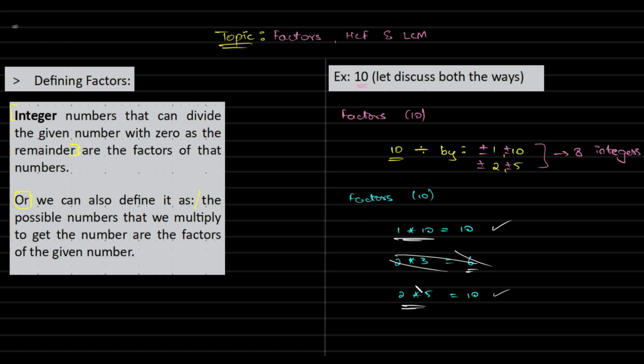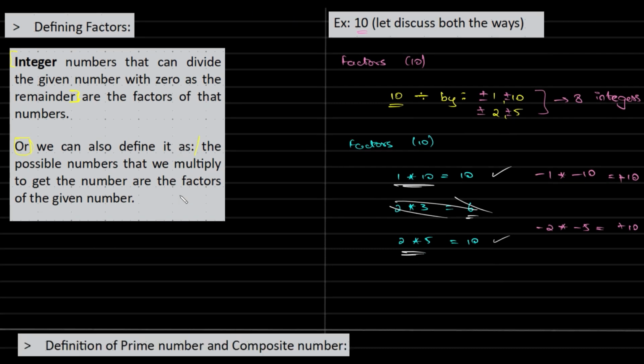Besides this, we can also do this, right? Not plus, minus 1 into minus 10 will give me plus 10, minus 2 into minus 5 will give me plus 10 again. So in this way, I have 8 integers that can divide 10. So all those are factors. I'm not talking about prime factors, I'm talking about factors. Prime factor is the next filtered version of factors, and it has its own usage. So we need to learn what is a factor, then prime factor and prime factorization, and then HCF and LCM.